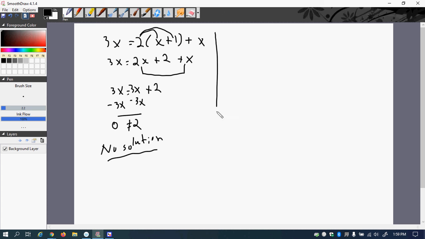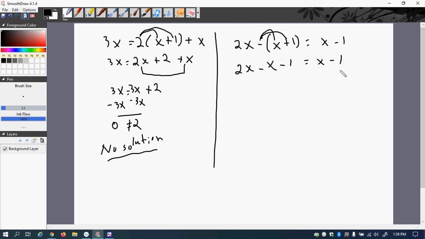Okay, so now let's look at one where we have infinitely many solutions. That one is 2x minus (x + 1), and that's equal to x minus 1. Right, so we see distribution again because this minus sign is distributing to everything inside. So that's 2x minus x minus 1 equal to x minus 1.